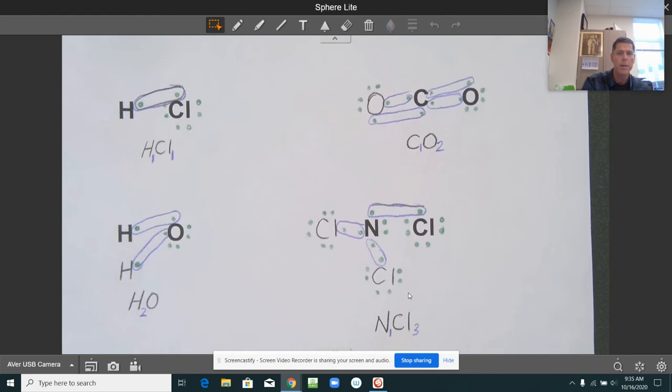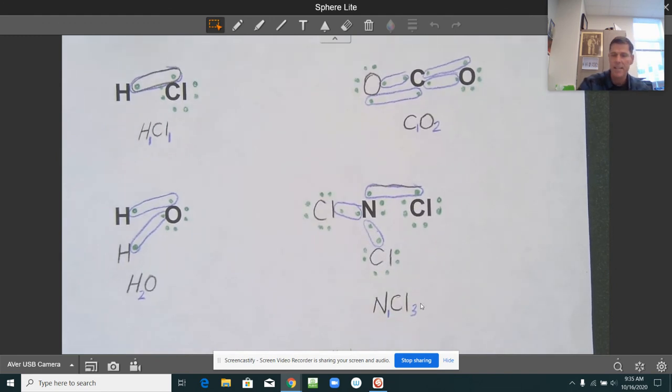Hopefully you noticed on these, there's one thing I did not do that I did on the ionics. I didn't put down any charges. Why? Because in covalent compounds, there are no charges. They're sharing electrons. They're not giving them away. They're not taking them. They're sharing them between them. So the charge actually doesn't transfer. Covalent bonds, no charges. Okay, keep that in mind.